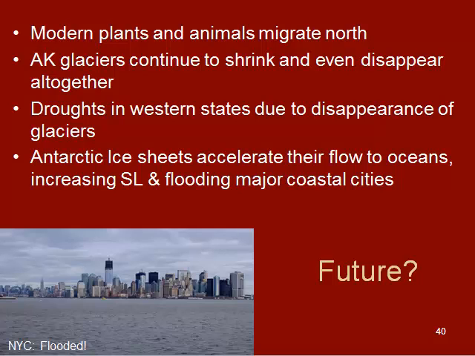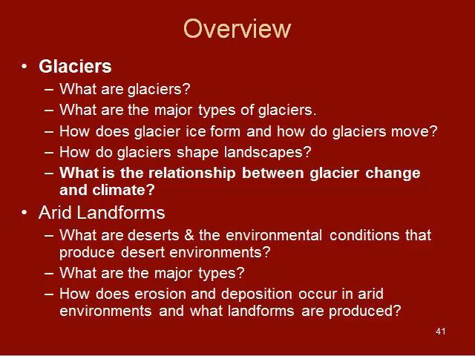We might see droughts in western states because of not only the disappearance of glaciers, but if we have decreased snowmelt and snowfall in the wintertime, we could see major droughts because a lot of the water that those states rely on comes from spring snowmelt. And then if we have Antarctic ice sheets and Greenland increasing their melt, we can see increased sea level and flooding of major coastal cities. Like you can see New York is basically at sea level, maybe 20 feet, 100 feet above sea level. So there's going to be some significant flooding in some areas.